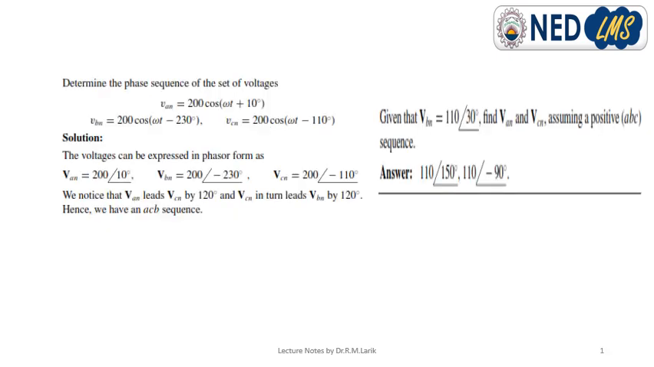Bismillahirrahmanirrahim. Now let's start the problems. In this particular question, you have to find the phase sequence of the set of voltages. The given voltage is VAN, the phase voltage, 200 cosine of omega t plus 10 degrees, then VBN and VCN. The voltages can be expressed in phasor form. If you compare with the standard equation, V equals maximum voltage cosine of omega t plus theta, or current equals maximum current cosine of omega t plus phi. In phasor form you need to write only the magnitude and phase angle. So just express these voltages in their phasor forms.